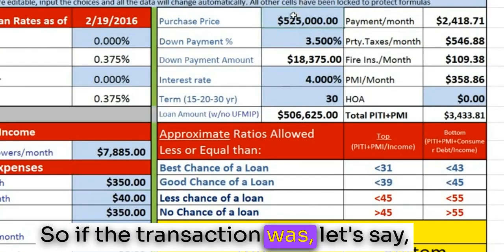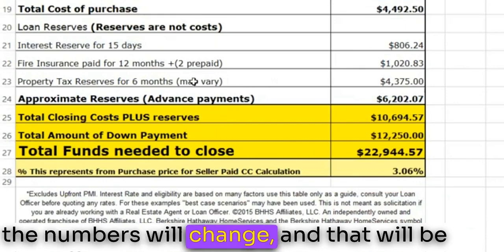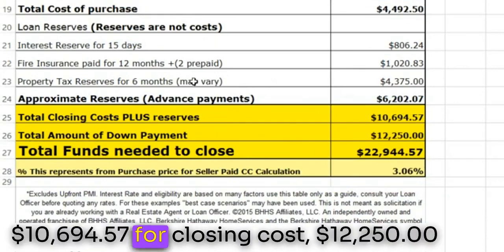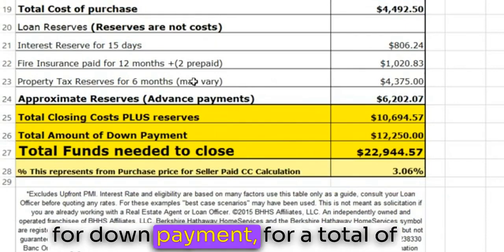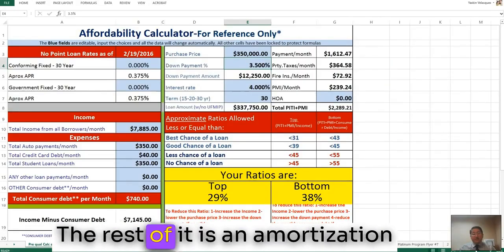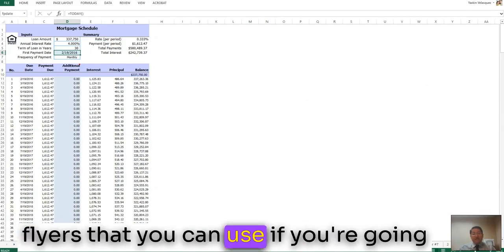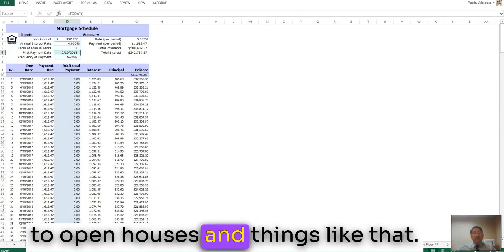So if the transaction was, let's say, 350,000, you will see here that the numbers will change, and that will be $10,000 for closing costs, $12,000 for down payment, for a total of around $22,000 needed for funding. And the rest of it is an amortization schedule, and there's also a couple of flyers that you can use if you're going to open houses and things like that.